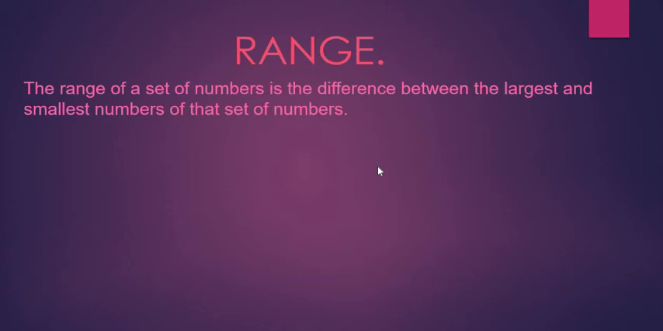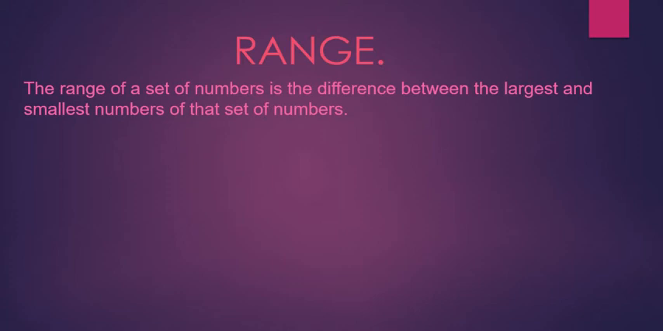The range of a set of numbers is the difference between the largest and the smallest numbers of that set of numbers. What this simply means is that when we are given a set of numbers, to find the range, how spread the data that we have been given is, what we need to do is to subtract the smallest number from the largest number. Very simple, and that will give us our range.